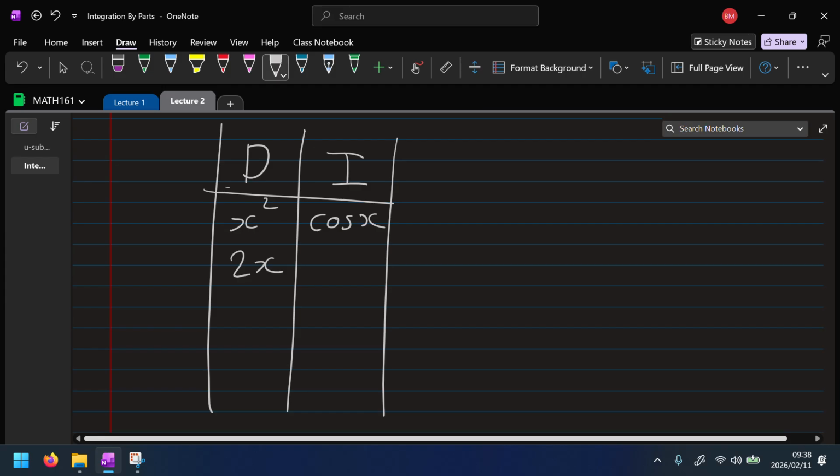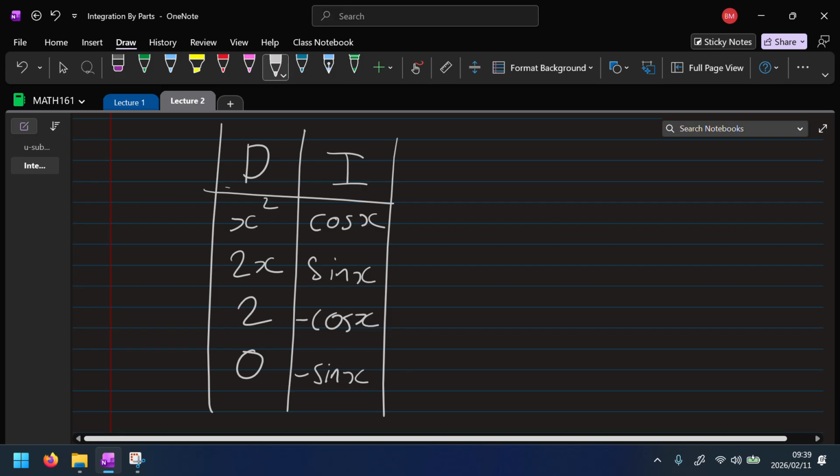2x becomes 2, becomes, and we can stop there because the derivative of 0 is 0. You're just repeating yourself from that point. Now down the I column, we're going to integrate. The integral of cos is, the integral of sine is, and the integral of minus cos is minus sine. Okay, we can stop there.